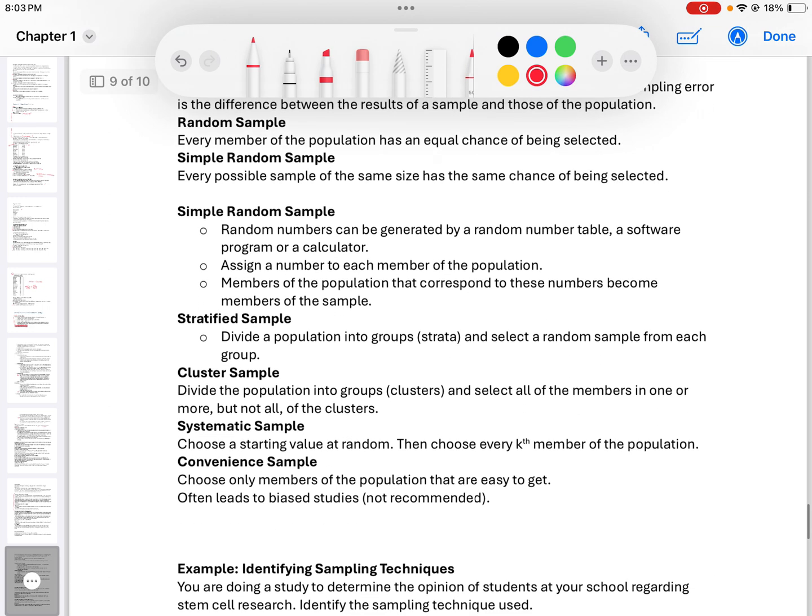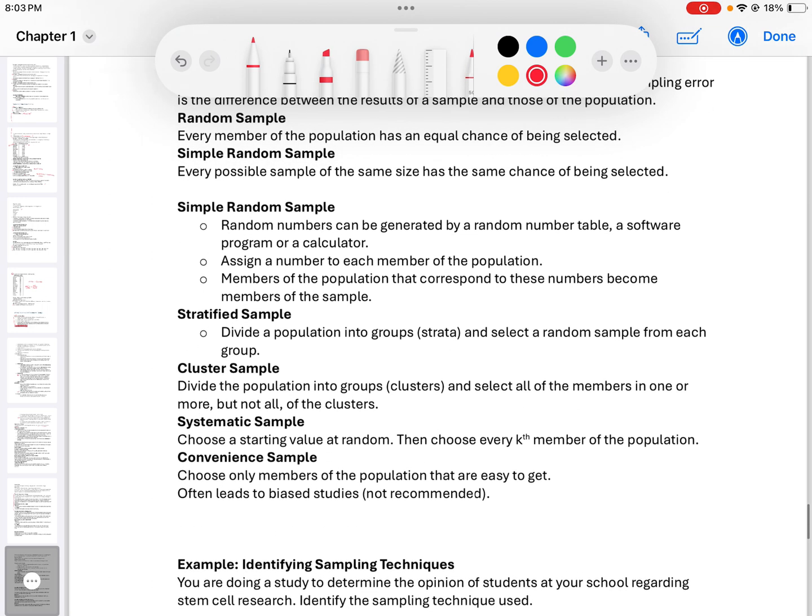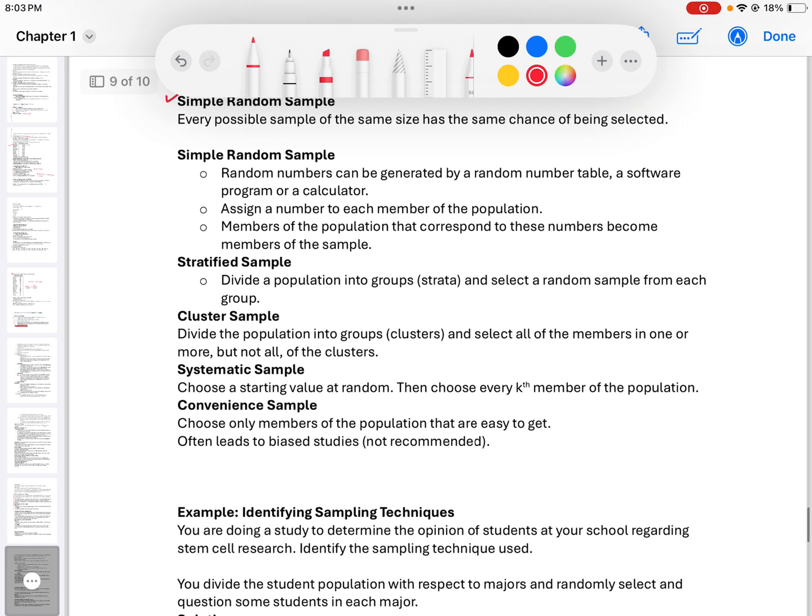So, different types of collecting samples. One of them is called a random sample. In a random sample, every member of the population has an equal chance of being selected. We also have what's called a simple random sample. Every possible sample of the same size has the same chance of being selected. In a simple random sample, the random numbers can be generated by a random number table or software. They assign a number to each member of the population, and then members of the population that correspond to these numbers become members of the sample.